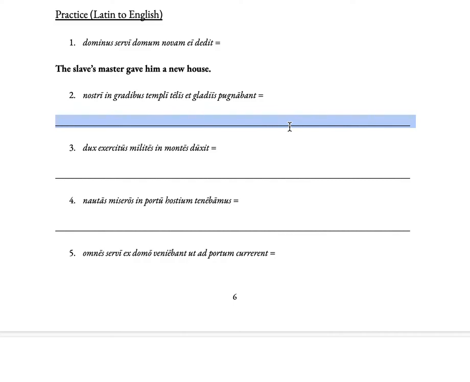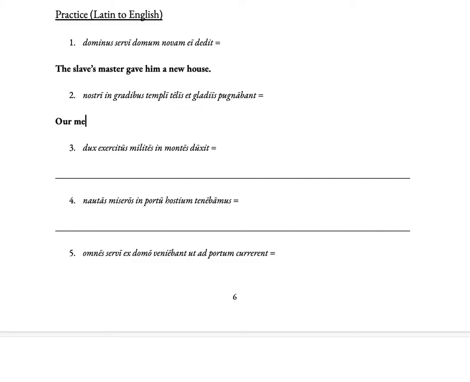Okay, so now in number 2, nostri. Now nostri means our men, right? It's masculine plural and it's on its own without a noun. So our men pugnabant, were fighting, in gradibus templi, on the steps of the temple. Talis et gladiis. Those are both ablatives of instruments, with weapons and swords.